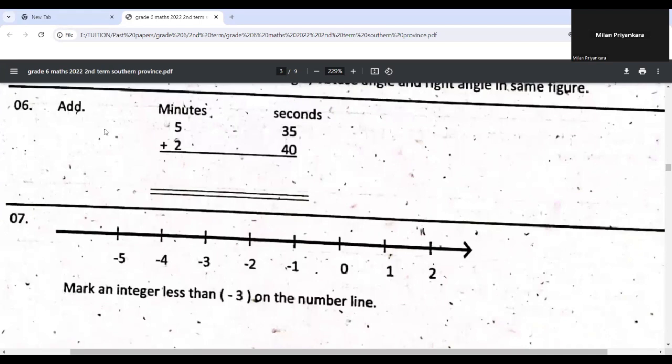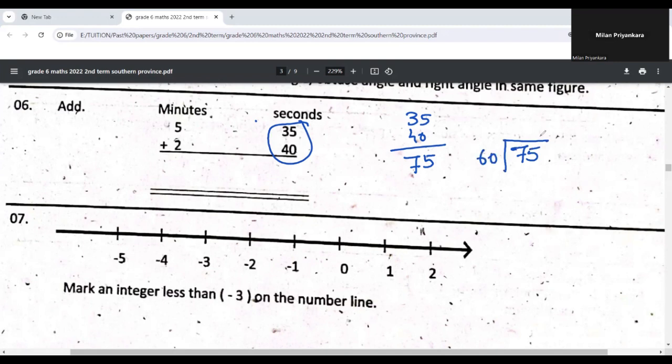In this one, you need to add these minutes, seconds. Actually, my method is this: when you add something like this, you first need to add this separately. This 35 plus 40 is obviously going to be more than 60. This is 5, this is 7, this is 75. And you need to find how many 60s are there in this 75. You can divide this by 60, and you get 1 into 60 is 60, and then 15 remains. You can see that there is only one 60 in this 75.